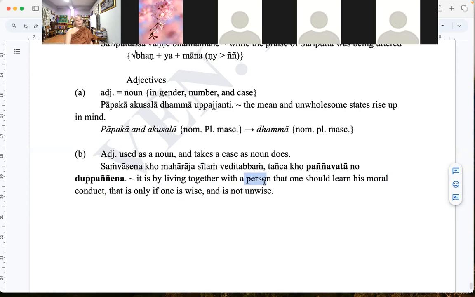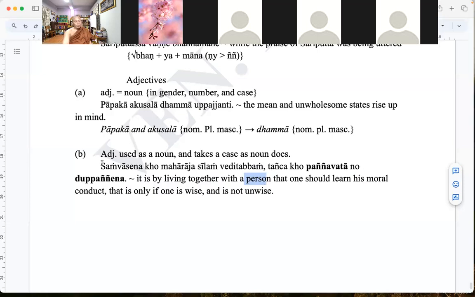So that means he himself is a wise one. So at that time, he needs to check the other one who will be his companion. He should check the moral conduct of that person. That is only necessary for the one who is wise. If he himself is unwise, that is not necessary, because he cannot analyze whether the other one is good in moral conduct or not. He cannot see. So that is according to this content. So it can be understood.